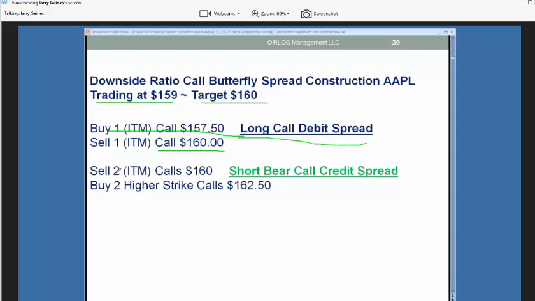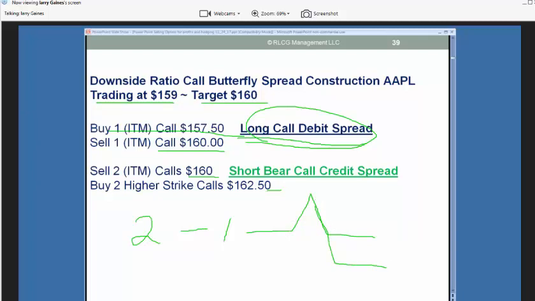And then this is where you bring in the additional credit spread. We sold two 160s and bought the 160 bear call credit spread. So we have two bear call credit spreads and one long call debit spread. When you put those together, that's what creates this bear call ratio butterfly. It basically starts out with a balanced butterfly, you add an additional credit spread to it, and then you've got what we call the unbalanced ratio butterfly.